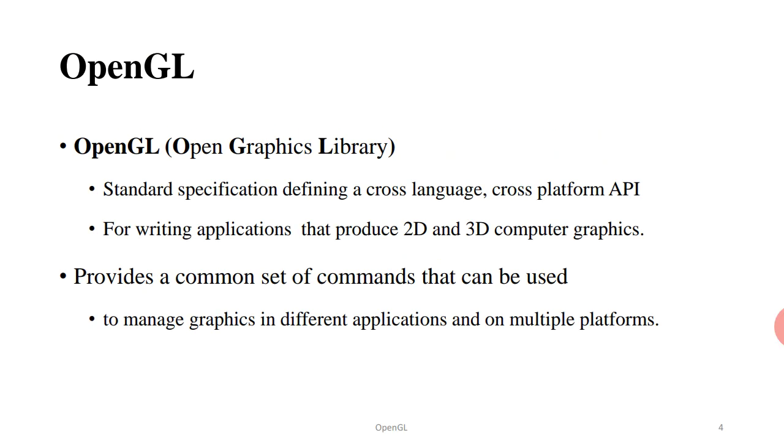OpenGL, which is also called Open Graphics Library, is a standard specification defining a cross-language, cross-platform API for writing applications that produce 2D and 3D computer graphics. It provides a common set of commands that can be used to manage graphics in different applications on multiple platforms.